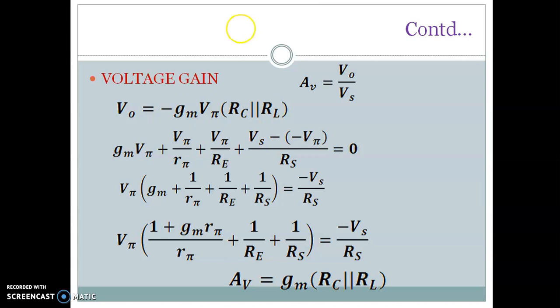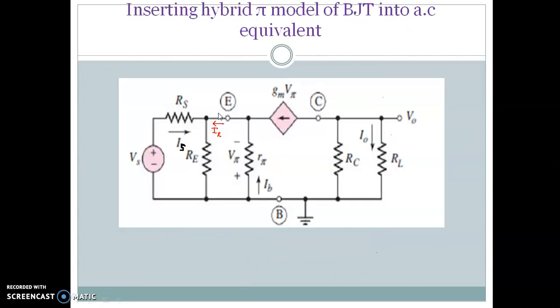Now in this term we have to eliminate this V pi. Okay, so to eliminate this V pi, we apply KCL at your emitter node. So we apply KCL here. So when we apply the KCL to this node, you could see that the current IB is entering, Gm V pi is also entering, and the current through the RE will be entering, and your IS is also entering. Okay, so all the currents are entering currents and there is no leaving current.